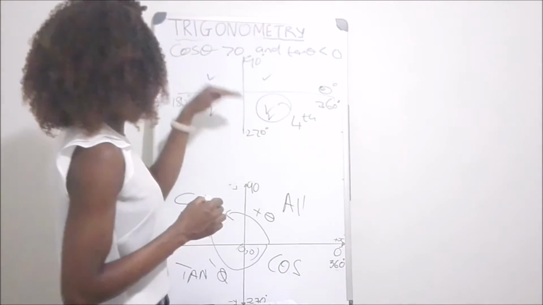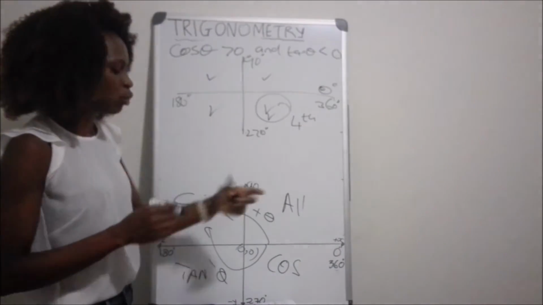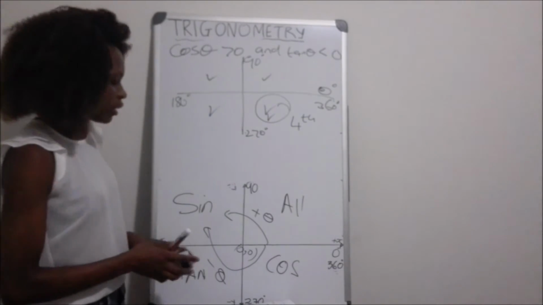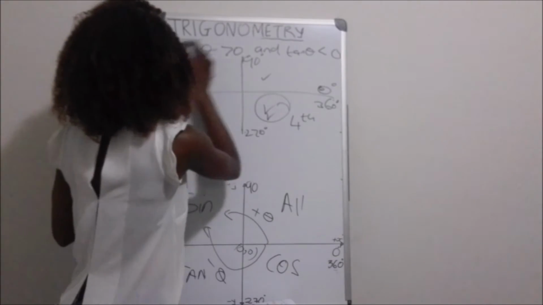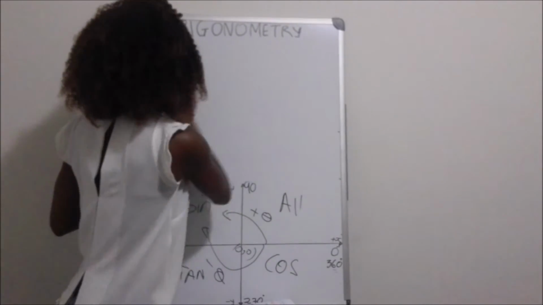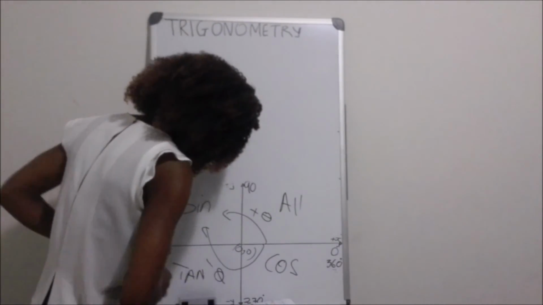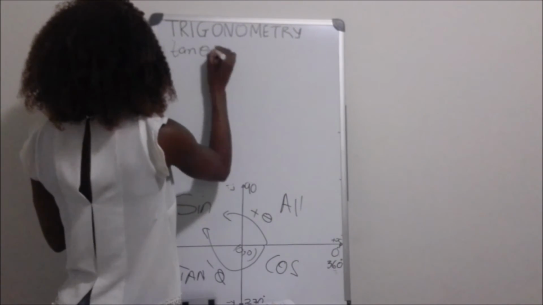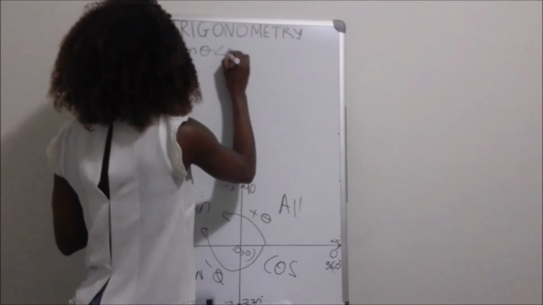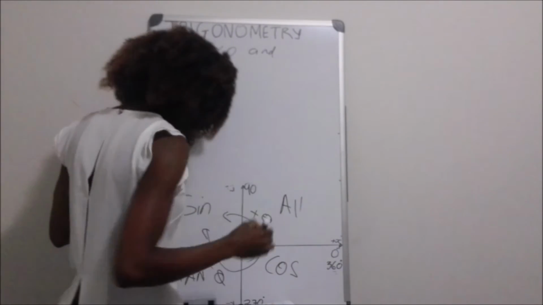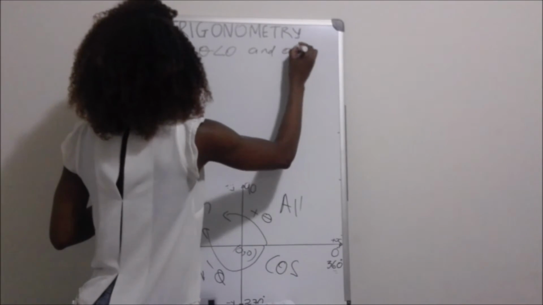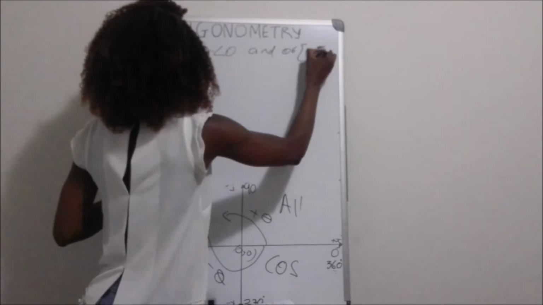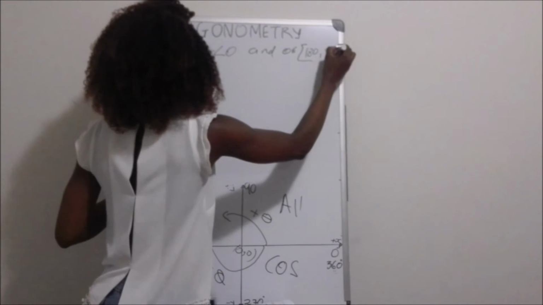That means that for this question, the terminal is in the fourth quadrant because we have two ticks there. Alright guys, I hope you understood this one. Let's do another example. It says if tan theta is less than 0, and the condition says theta is an element of 180 and 360 degrees.